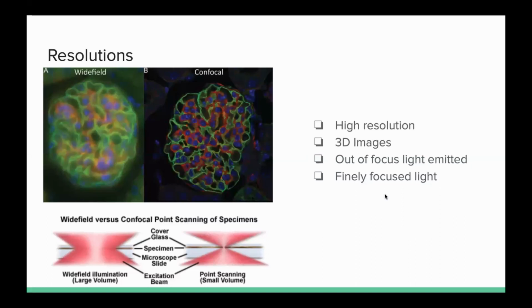Next, we are going to take a look at the resolutions that we can collect with a confocal microscope. When using a confocal microscope, we can collect high-resolution 3D images that omit out-of-focus light while also collecting the finely focused light. If we take a look at the left, we can compare a wide-field microscope with a confocal microscope. In order to understand this comparison, we can take a look at the bottom of the screen.